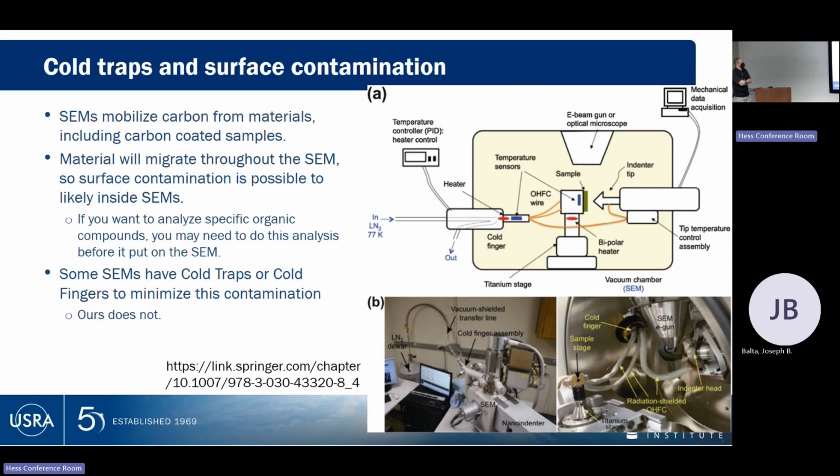There are SEMs where if they're built to do specific organic compounds, cold traps are put in to capture some of the vaporized organic stuff. Ours does not, so you get one slide on this. But here is an SEM that has a cold finger assembly right there next to the electron gun, so that as carbon or other organic compounds get vaporized by the gun, rather than that stuff coating everything, it coats first a cold spot where it's designed to precipitate out.